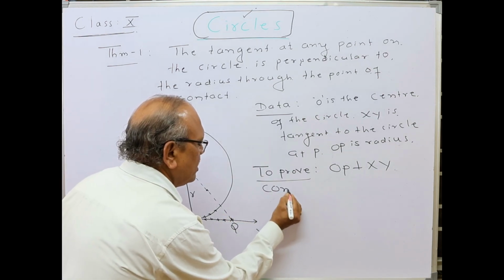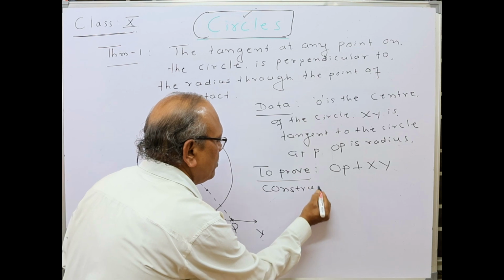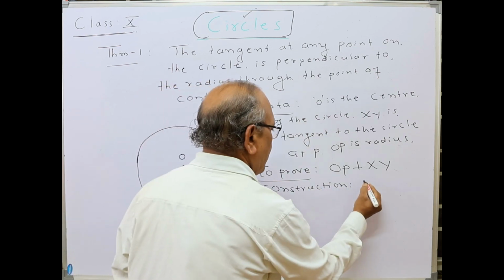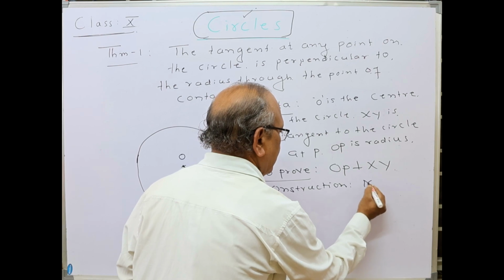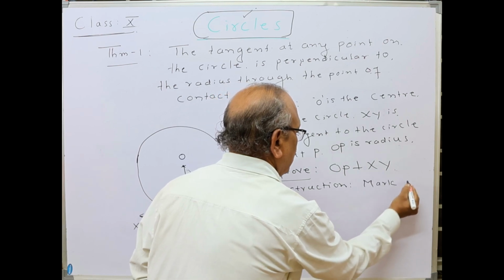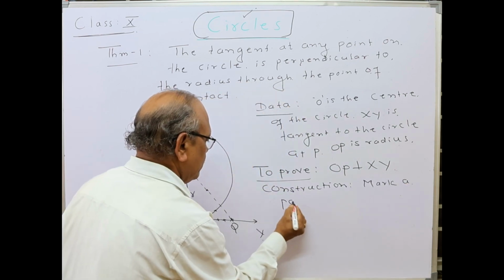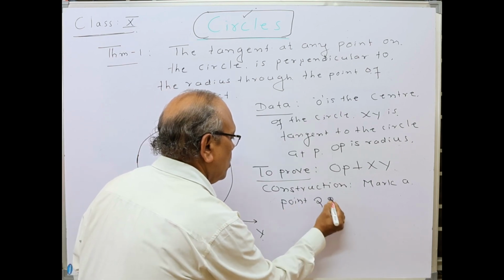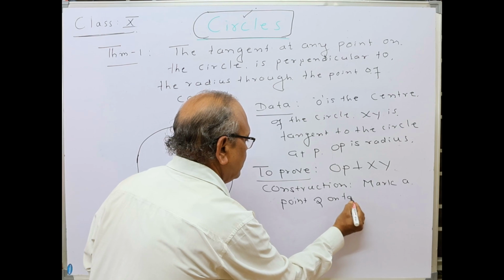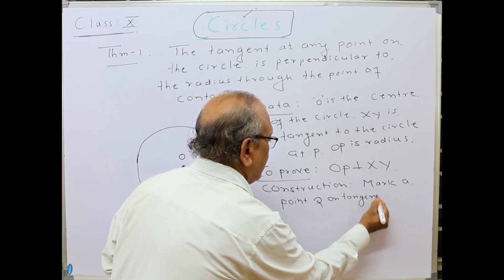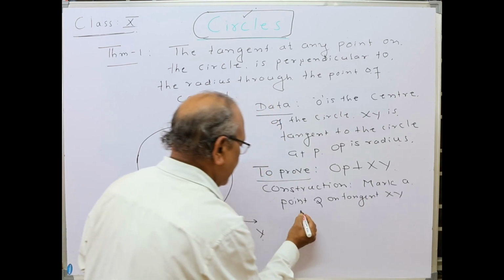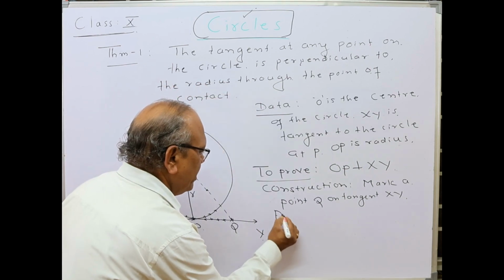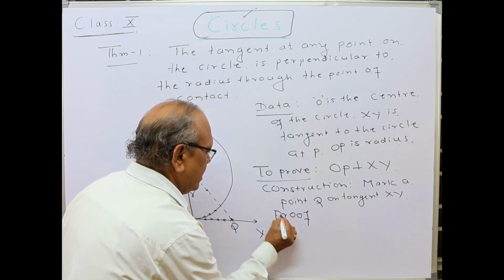Let us make a small construction and write whatever we discussed. Construction: mark a point Q on the tangent XY other than P. Now, whatever we discussed, we will try to write logically as the proof.